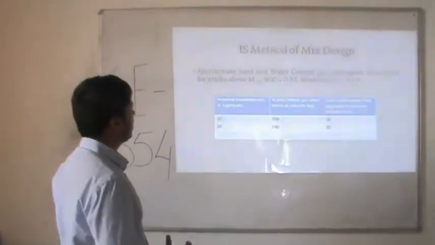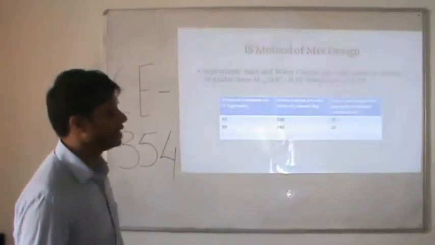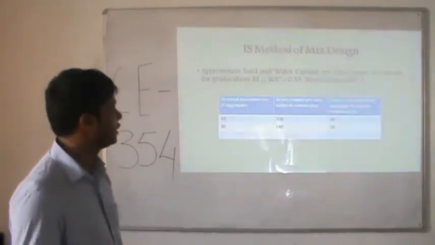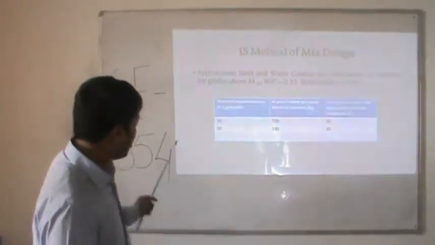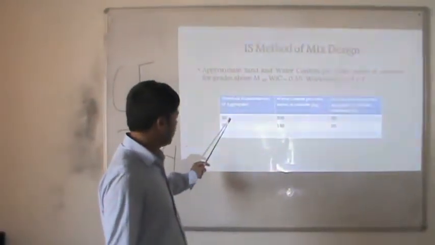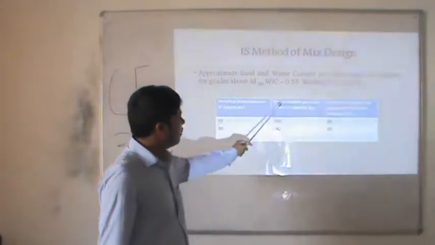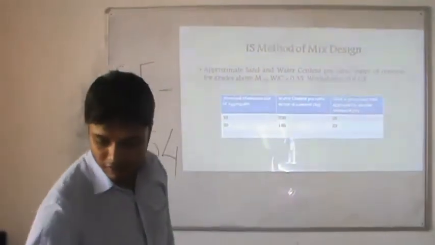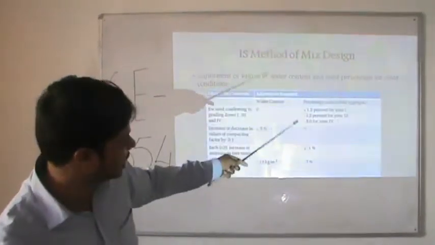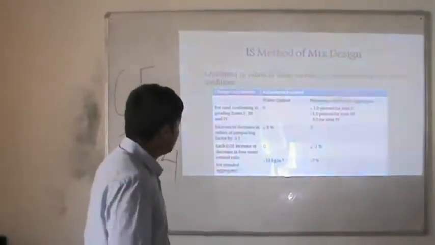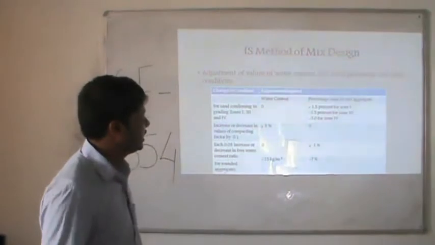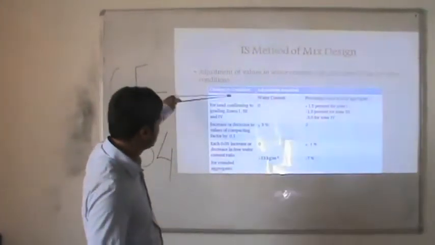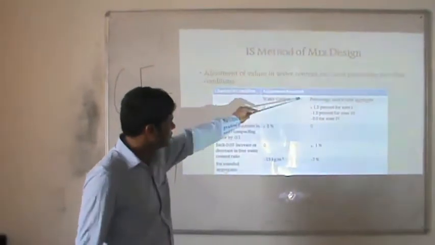So, approximate sand and water content per cubic meter of concrete for grades above M35 will be water cement ratio 0.35 and workability 0.8 compaction factor. So for nominal size of aggregate 10 mm and 20 mm, water content would be given, and the sand would be given against the water content value. And the adjustment value for the water content and sand percentage for the other conditions will be like this. This will be the change in condition and that will be the adjustment required.